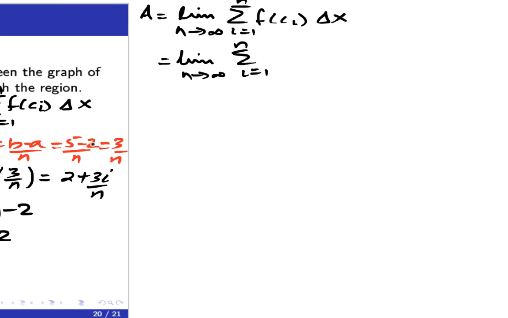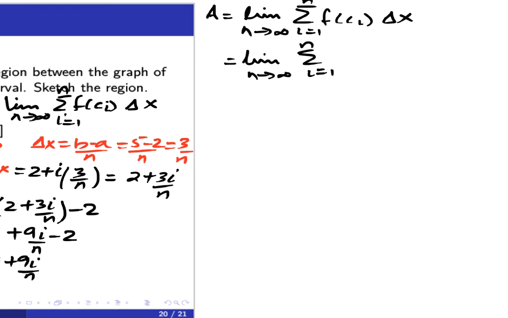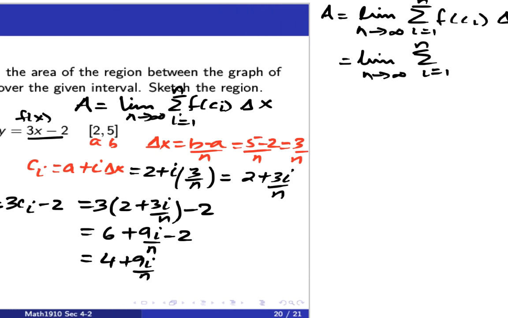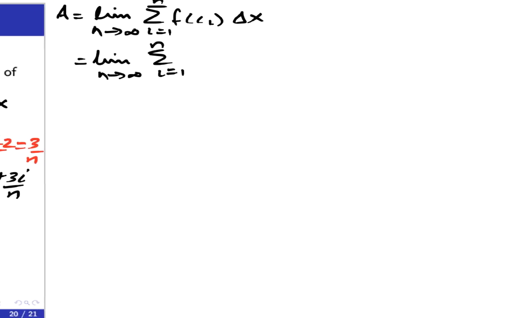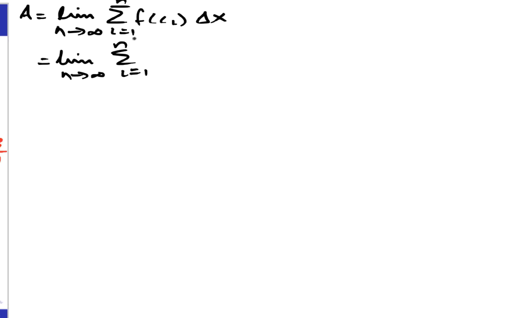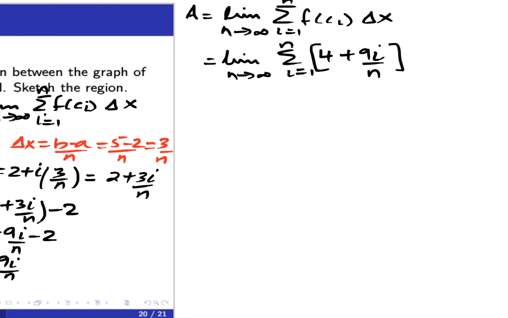F of ci was what? Remember here? It's 4 plus 9i over n, guys. Here's my f of ci. So, which is 4 plus 9i over n. What was my delta x? Let's look at delta x, guys. That's my delta x, 3 over n.